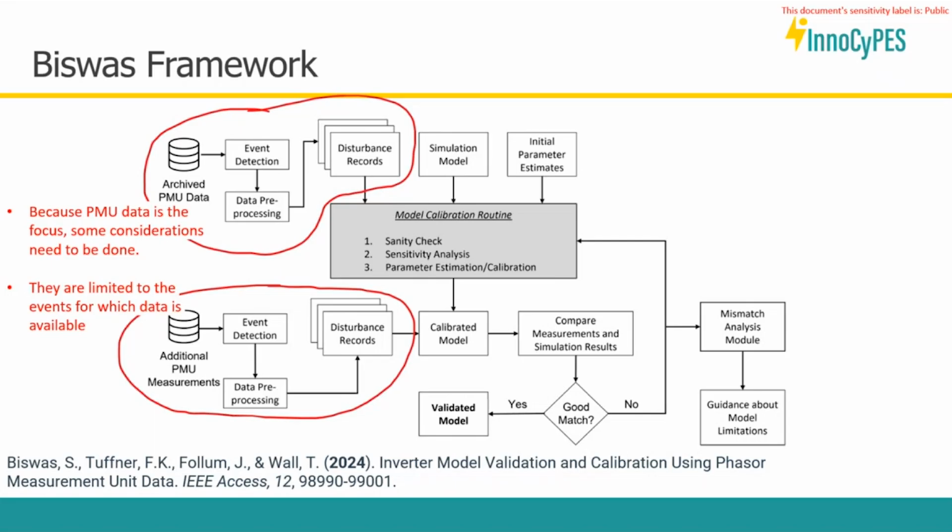And PMU is the focus here, so there are some considerations that need to be done. So this event detection, data preprocessing, disturbance recordings, and she also used some, if you have some events that happened after the calibration process, that's why there is this part over here, down, right? If you have some new events, maybe you can recalibrate the model and so on. So that's also why she put this part here, right?